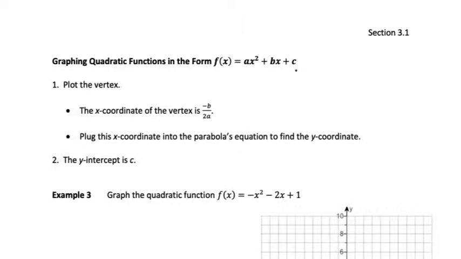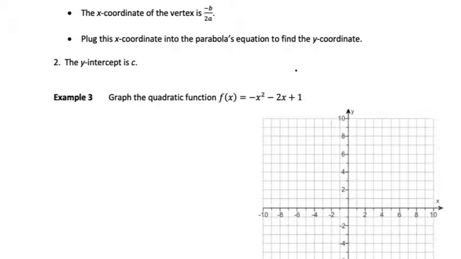Once we have the vertex and the second point, then we can just draw in the parabola shape. And just like with the standard form on MyLab Math, you only need to plot those 2 points to get the parabola. So we're going to start by looking at example 3 in the textbook.